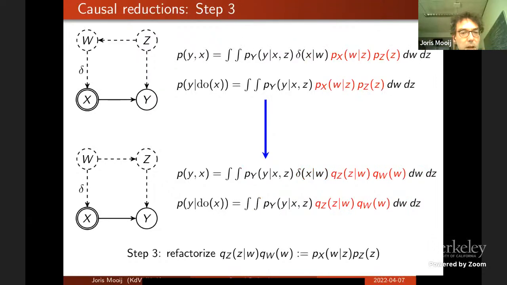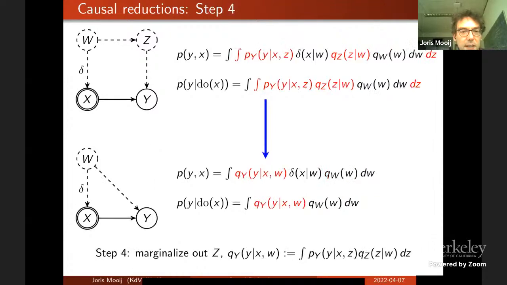Now, in the next step, this is perhaps the most exciting one, we change the directionality of the arrow between w and z. And that is basically just a refactorization. First, we had the joint distribution of z and w factorized in one way, but we can turn it around, as you see on the bottom of the slide. Unfortunately, I don't have a mouse pointer to illustrate things, but I hope this is clear. This, of course, preserves the joint distribution of w and z in our model.